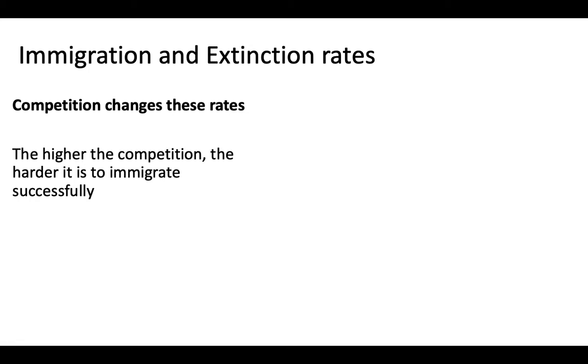For example, the higher the competition in an area, the harder it is to immigrate successfully. It's going to be a lot harder for a species to move to a new island, set up shop, so to speak, start a population and survive if there are a lot of other species living there already. So let's graph that pattern.